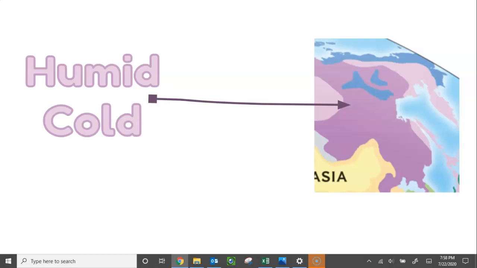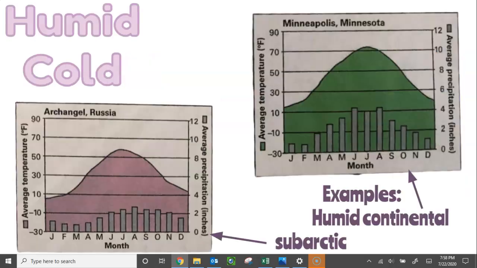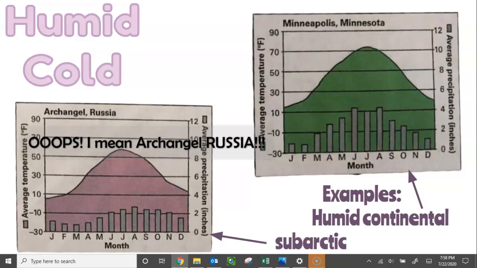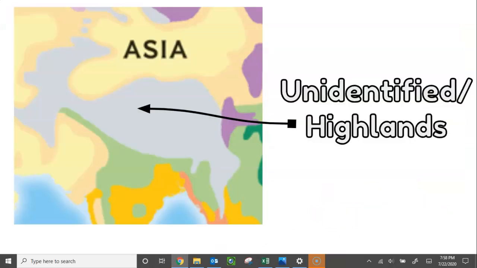Next, we have humid cold climates. Humid cold climates have cold winters, warm summers, and rain and snow. Plant life includes evergreen or deciduous or leafy forests. So here's some examples of a humid cold climate. You've got humid continental, like you find in Minneapolis. You've got warm, rainy summers and cool, snowy winters. But if you've ever been to Minnesota, you know it's really just cold. But you also have subarctic climate, like Archangel, Alaska, which has cold, snowy winters and cool, rainy summers. Those are both examples of humid, cold climates.